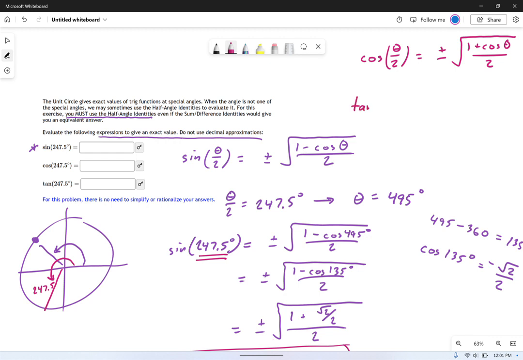And then tangent theta over 2 is simply sine over cosine, which if you work through the algebra is going to come out to this. You get 1 minus cosine theta divided by 1 plus cosine theta. Okay, so otherwise everything else is going to be the same except that particular formula.